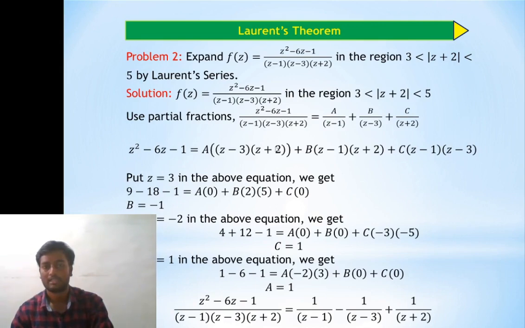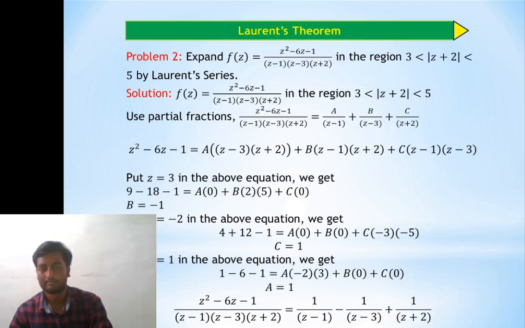Now put z equal to 3: the a term is 0, and at z equal to minus 3 the c term is also 0. The only term left is b: 3 minus 1 is 2, 2 into 5, so 10b. The left side is 3 squared, 9 minus 18 minus 1, which is minus 10. So 10 and 10 cancel, and b equals minus 1.